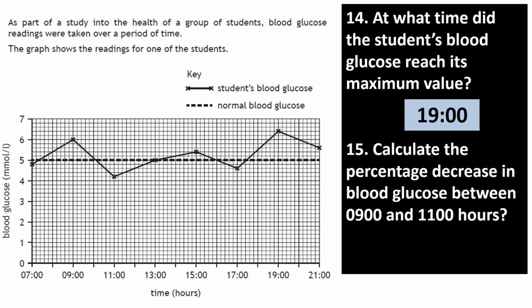15, calculate the percentage decrease in blood glucose between 9 o'clock and 11 o'clock. So 9 o'clock is here and 11 o'clock is here. So what you need to do is work out what these two values are. So we're looking here and we're looking here. There's 1, 2, 3, 4, 5 boxes between 4 and 5. So that means that each box must be 0.2. So we have gone from 4.2 to 6.